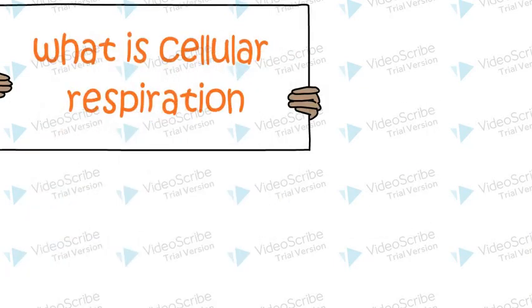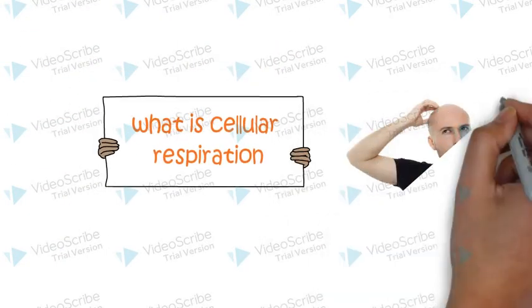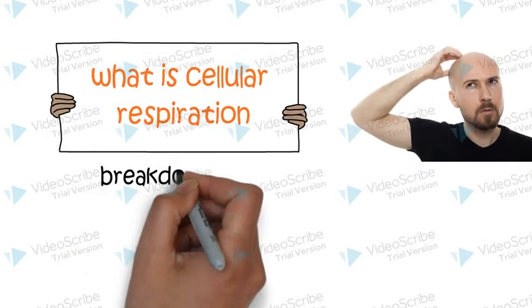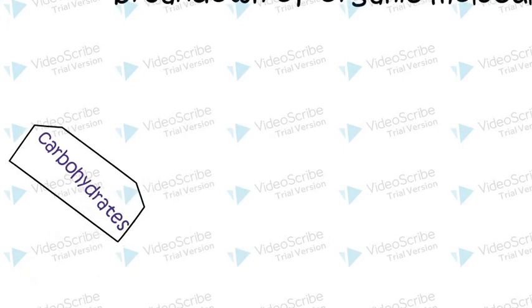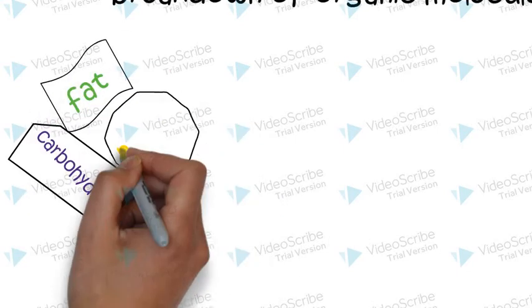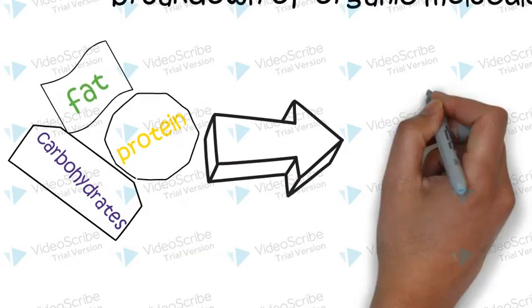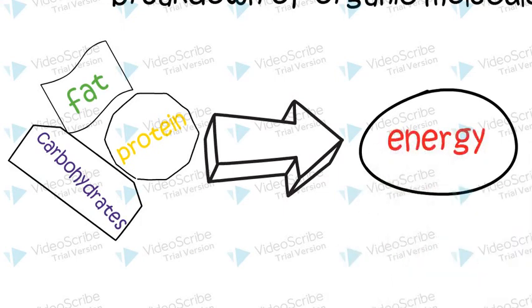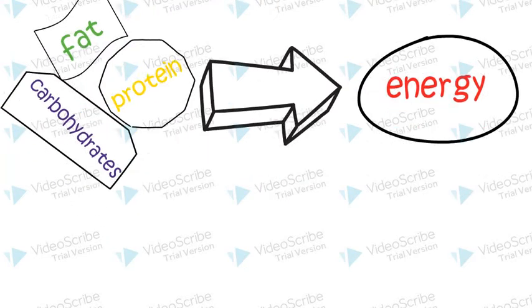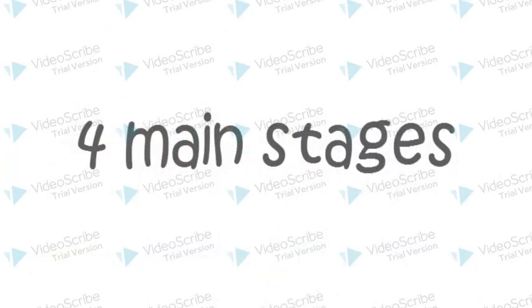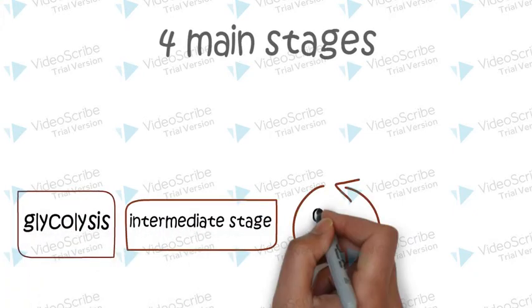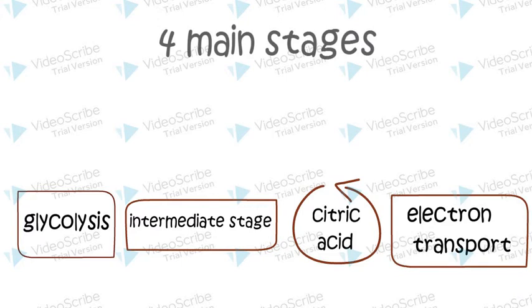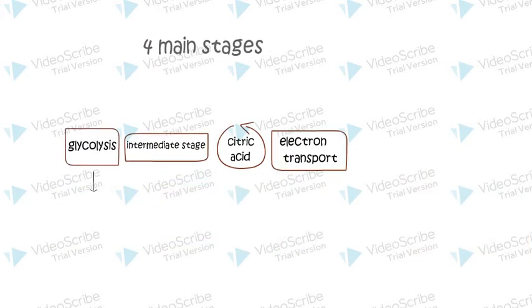Now, in order to get deeper into this subject, we need to know cellular respiration. What is cellular respiration? Cellular respiration is basically the breakdown of organic molecules, such as carbohydrates, fats, and proteins, to produce energy. Glucose, a simple carbohydrate, is the preferred source for the cellular respiration pathway. There are four main stages in cellular respiration: glycolysis, the intermediate stage, the citric acid cycle, and the electron transport system.